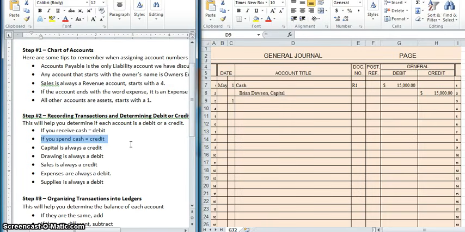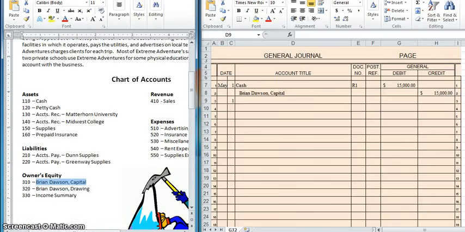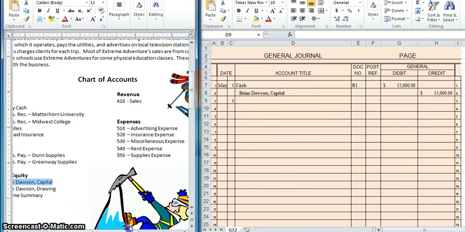So anytime my business spends money, and it doesn't matter what we purchase, but anytime we spend money, we have to record that as a cash credit. In this particular case, we have purchased rent. And if you go to your accounts, you can see that rent is an expense.